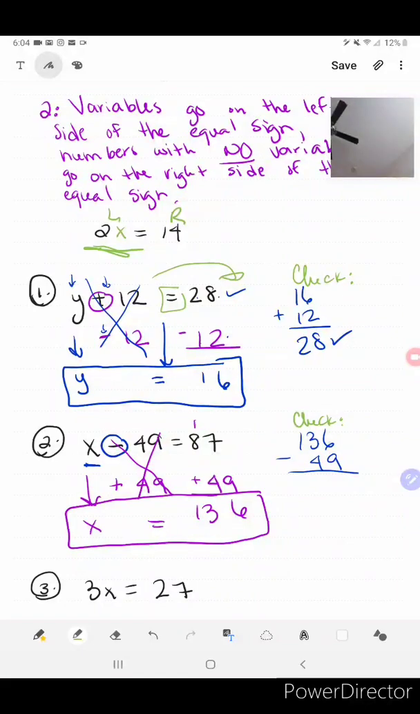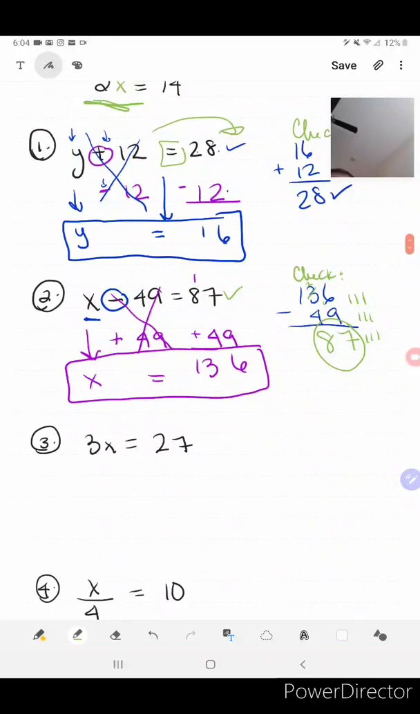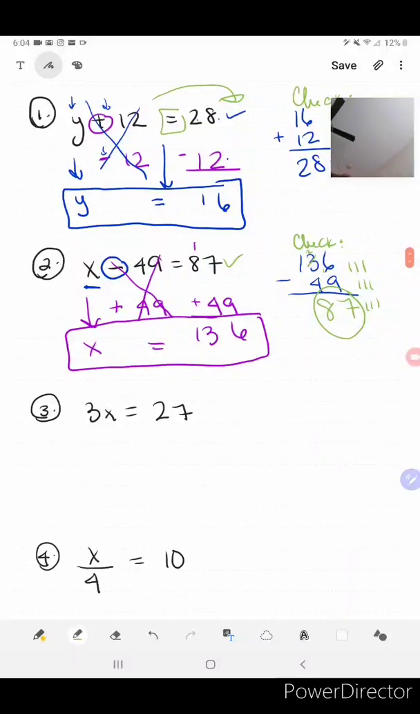16 minus 9, you borrow. So 16 minus 9 is 7. And then this is a 2 now, so 12 take away 4 is 8. So 87. That's how you check if it's right. So that's how you do plus and minus using the opposite sign. Pretty easy, one step. You just add or subtract it on the other side. That's why it's called a one-step equation.